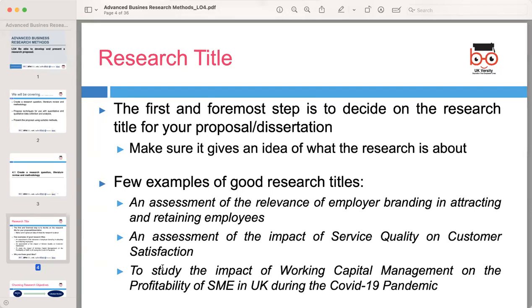So selecting a suitable research title is very important for effectively communicating the purpose and scope of your study. By following the examples we discussed today, you can create research titles that are clear, concise, specific, and engaging. So remember, a well-crafted research title sets the foundation for a successful research project.